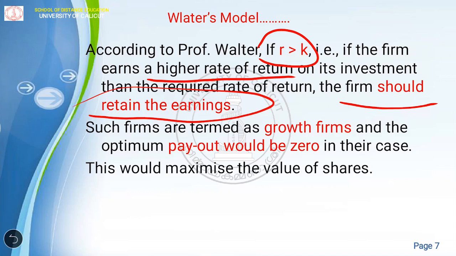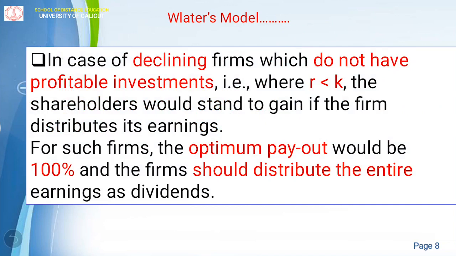Such firms are termed as the growth firm. So the optimum payout will be 0 under this condition in the case of growth firm. And he again classified in the case of declining firm. Walter has explained three types of firms: growth firm, declining firm and normal firm.